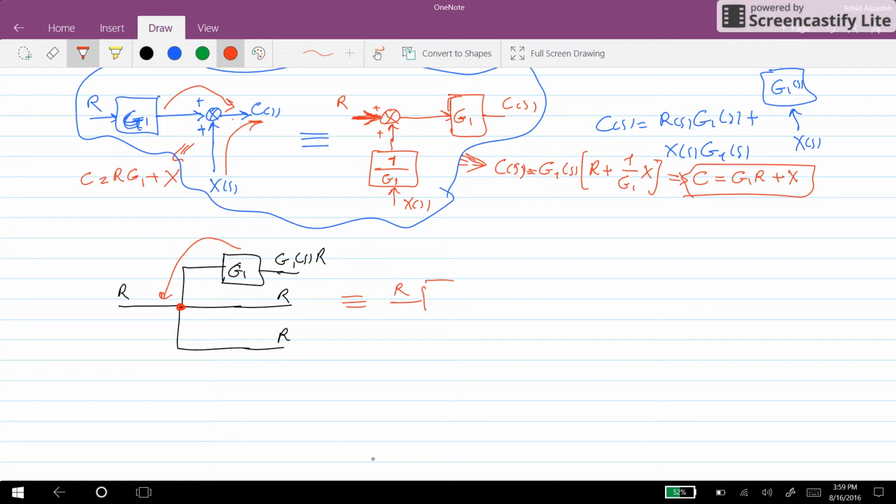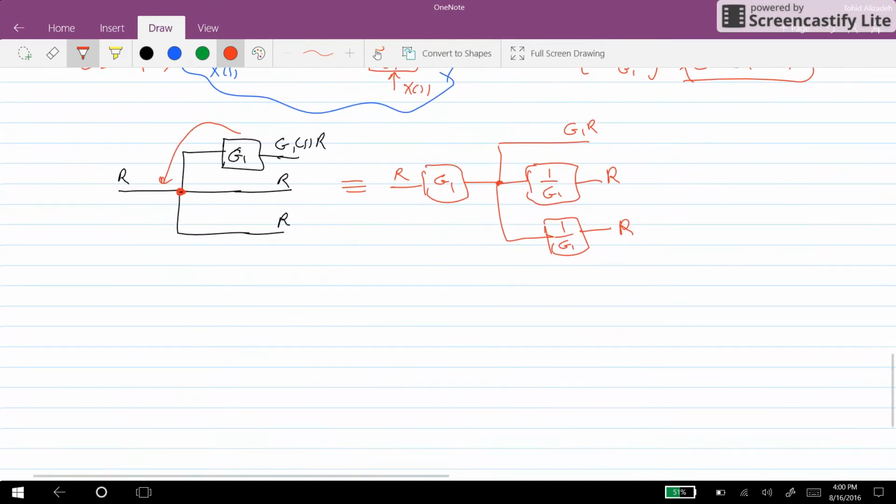Again R, G1, then this is our branch point. There will be nothing here, so we will have G1R. In the other ones, we will have 1 over G1, 1 over G1. And accordingly, here we will have R and R. So you can see that these are equivalent to each other.